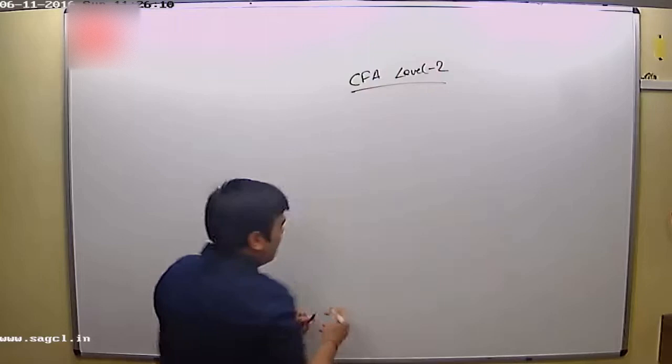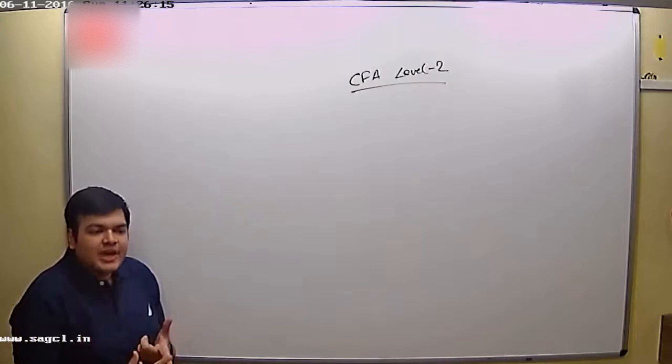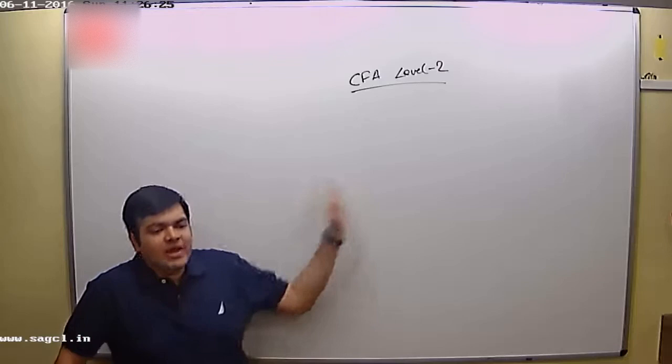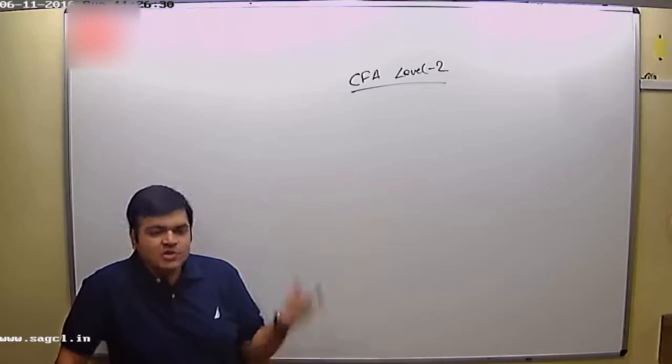So basically, for your CFA Level 2, you'll have the same subjects which you had for CFA Level 1. Having done CFA Level 1, now you have a very decent idea about how to go about the whole thing. You have 10 subjects. The 10 subjects were divided into 18 study sessions. Now you have 17 study sessions. One study session is struck off. So you have one less study session to prepare.